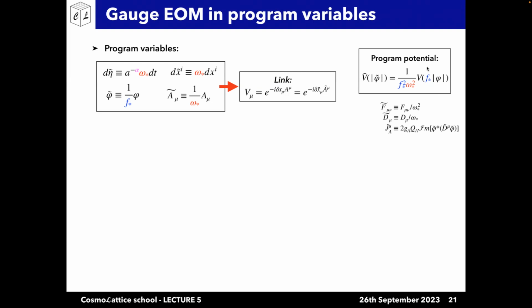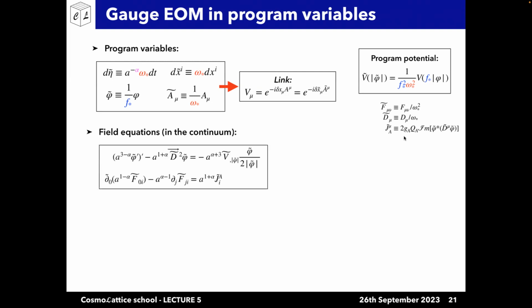Yes, I think it's not coherent with what I wrote before. But in any case, the definition is the same as for the scalar CQ. Okay, so then we can write the equations of motion in terms of these program variables. They take this form, right?